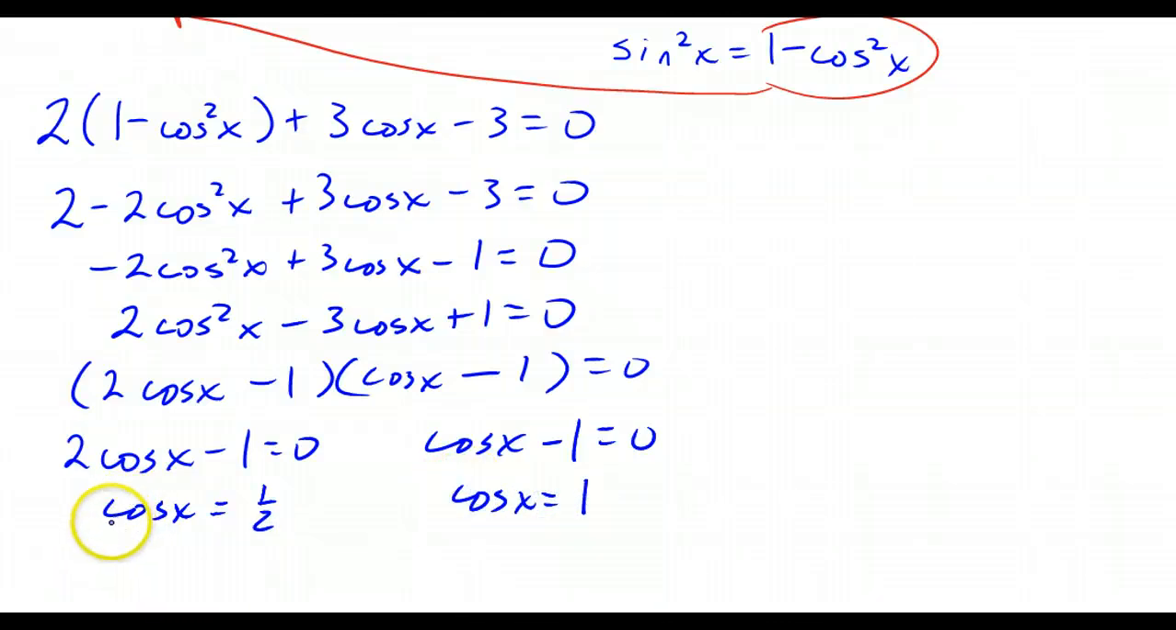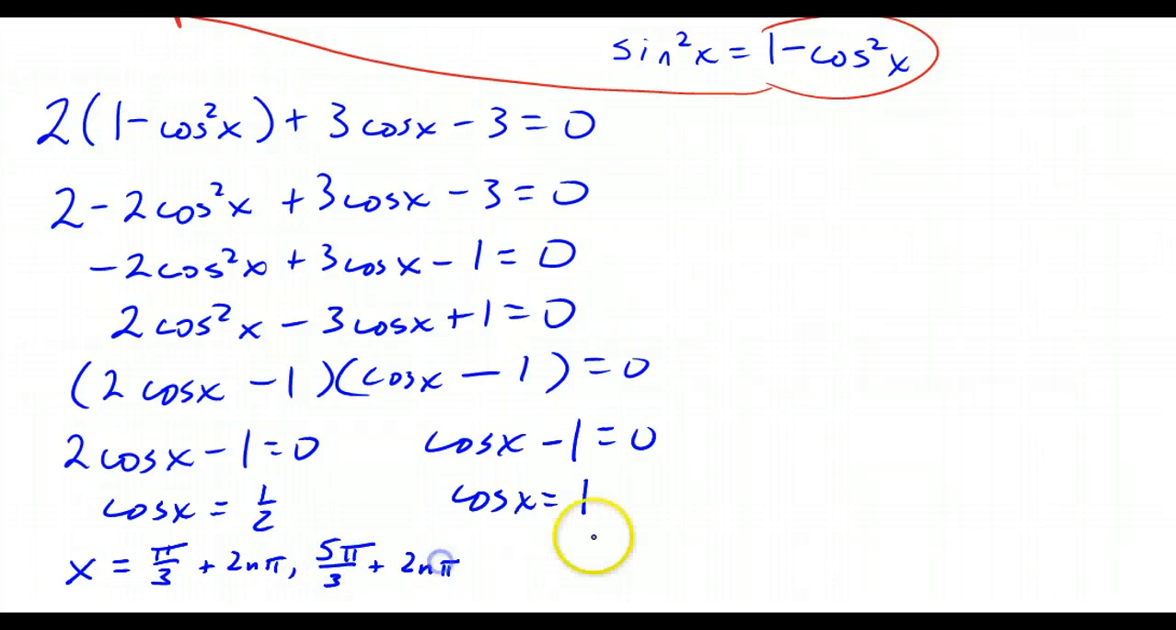Cosine x is equal to positive 1/2 in the first and fourth quadrants. So it's going to be pi over 3 plus multiples of 2 pi and 5 pi over 3 plus multiples of 2 pi. Cosine is equal to positive 1 at 0 plus multiples of 2 pi. And that finishes that problem.